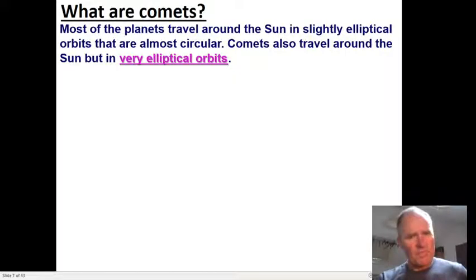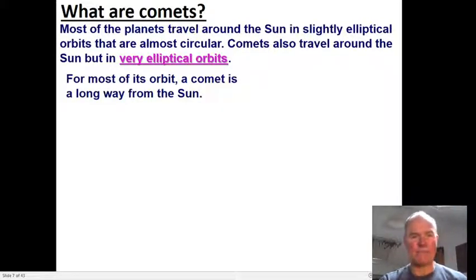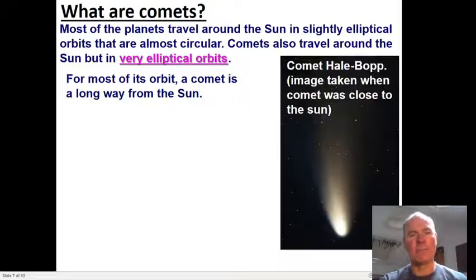Comets then. Comets are also satellites because they orbit the Sun, but most planets are in slightly elliptical orbits, whereas comets have very, very elliptical orbits. For most of its orbit, a comet is a long way from the Sun, and it only comes close enough for the Earth to observe it every certain number of years, as we'll see later. But for most of the orbit, it's a long way away.